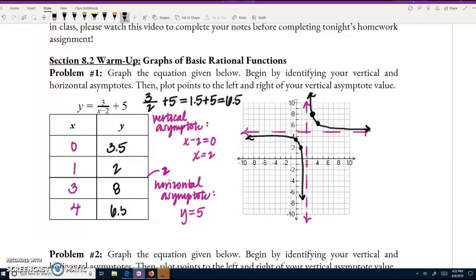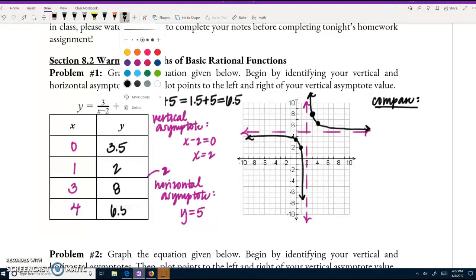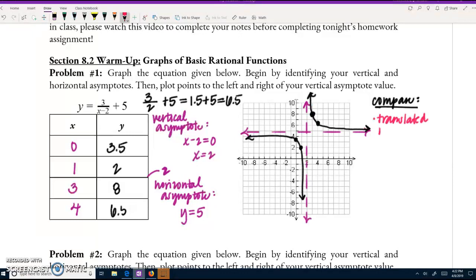So that's my graph. My center has shifted from 0, 0 to 2, 5, and then my graph has been vertically stretched. So let's just analyze what we can about this graph. If we want to compare it to our parent function, here are the things that have changed. We have translated to the right by 2.